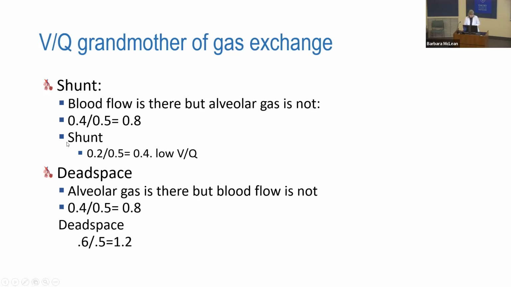Okay, so in this case with shunt, what I'm going to try to do is increase my ventilation, my recruitment of my alveoli. I'm going to add PEEP. And in this case with dead space, if I can, I'm going to reduce the ventilation, but that's probably not the answer. The answer is to probably increase the perfusion. Okay, so low VQ is shunt, high VQ is dead space.